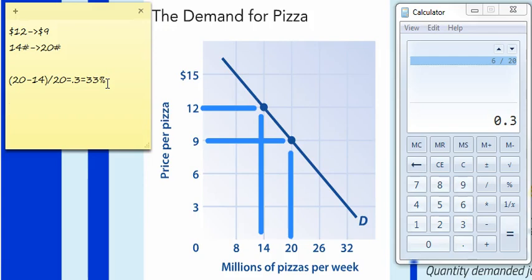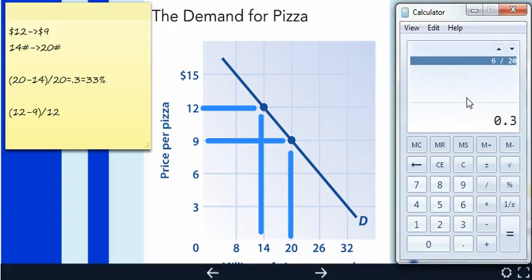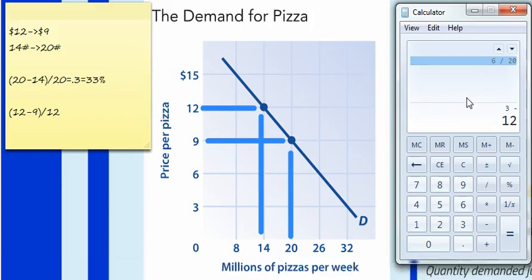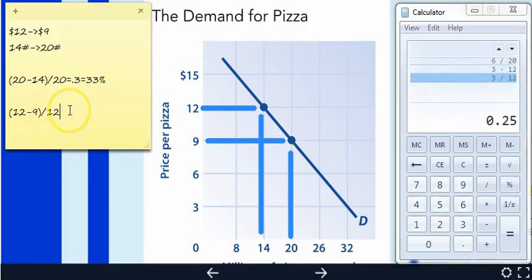And then our price is the difference in price divided by the first number. 12 minus 9 is 3, divided by 12, which is 0.25.